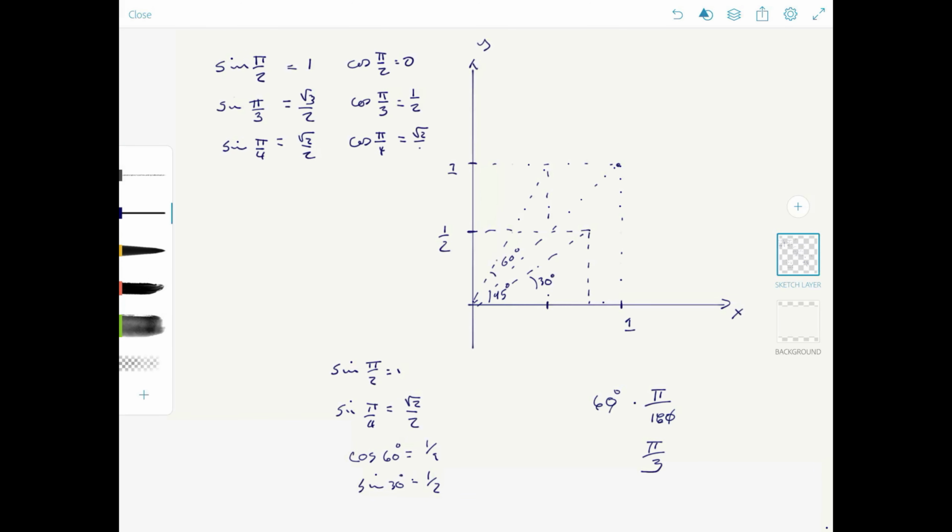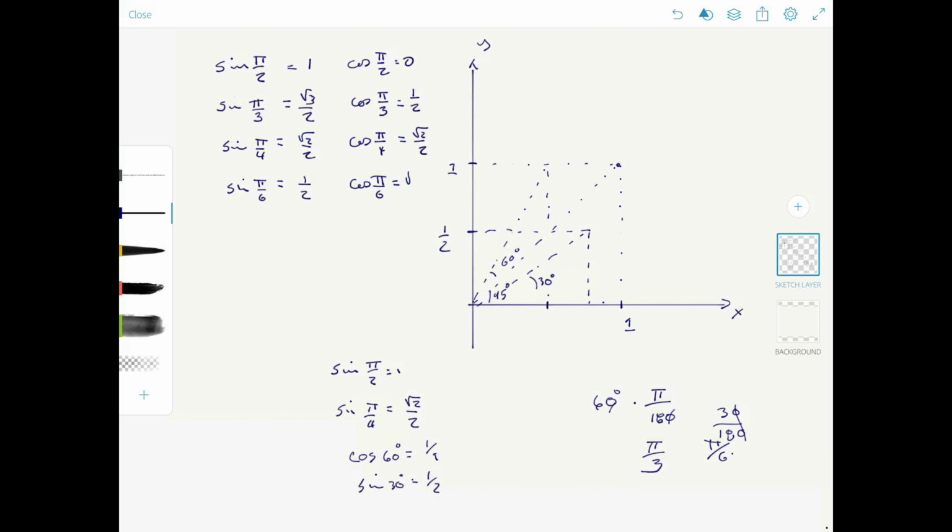Sine of pi on 3 is equal, let's see, cosine of pi on 3 equals 1/2. And this is square root of 3 on 2, I think, something like that. We could find it later. And then we could say sine of pi on 4 equals the square root of 2 on 2. Cosine of pi on 4 is square root of 2 on 2.